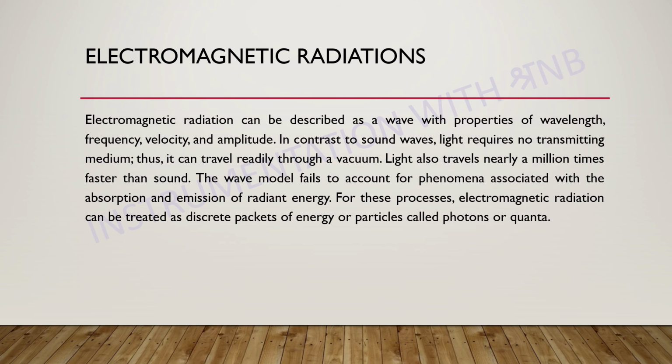Electromagnetic radiations. Electromagnetic radiations possess wave properties that are wavelength, frequency, velocity, and amplitude. But this wave model fails to account for phenomena associated with the absorption and emission of radiant energy. For these processes, electromagnetic radiations can be treated as discrete packets of energy or particles called photons or quanta. Hence, electromagnetic radiation possesses both the wave nature as well as the particle nature.